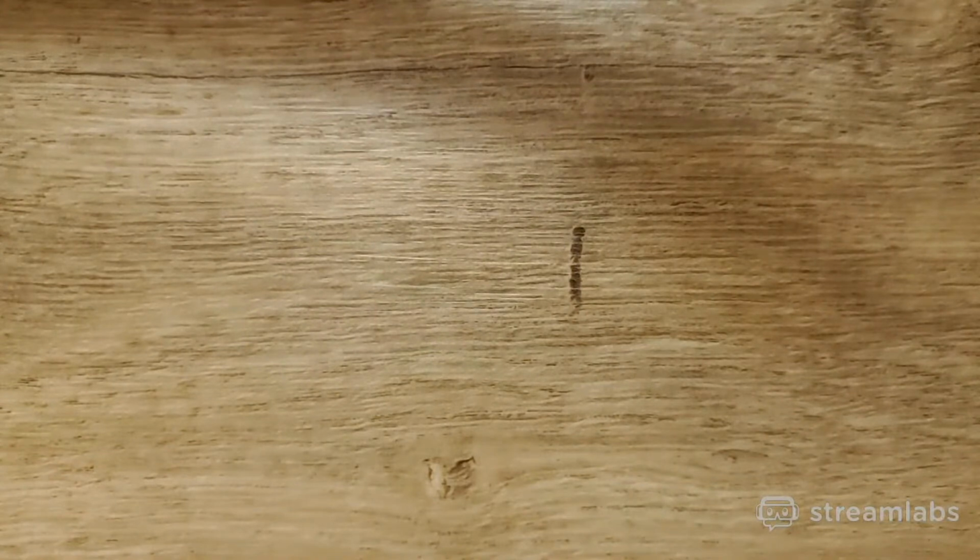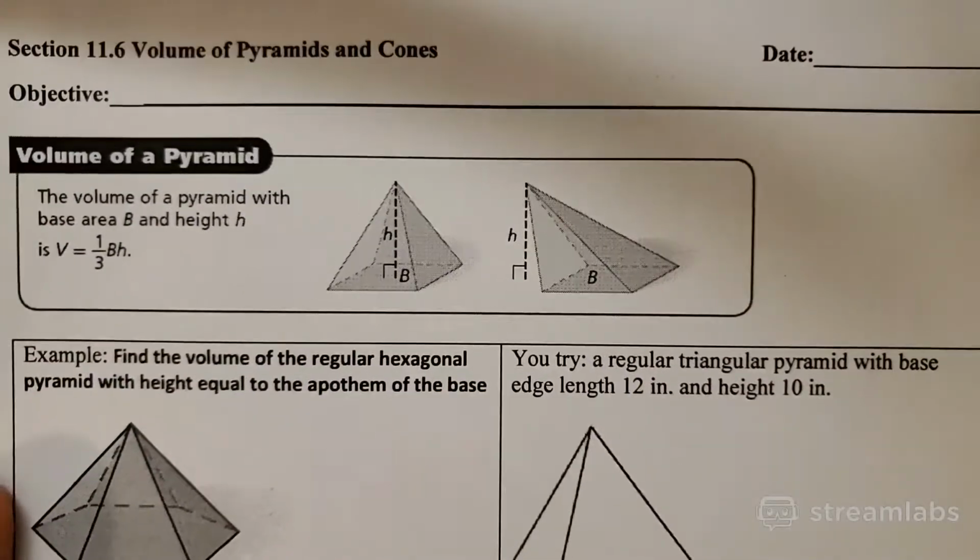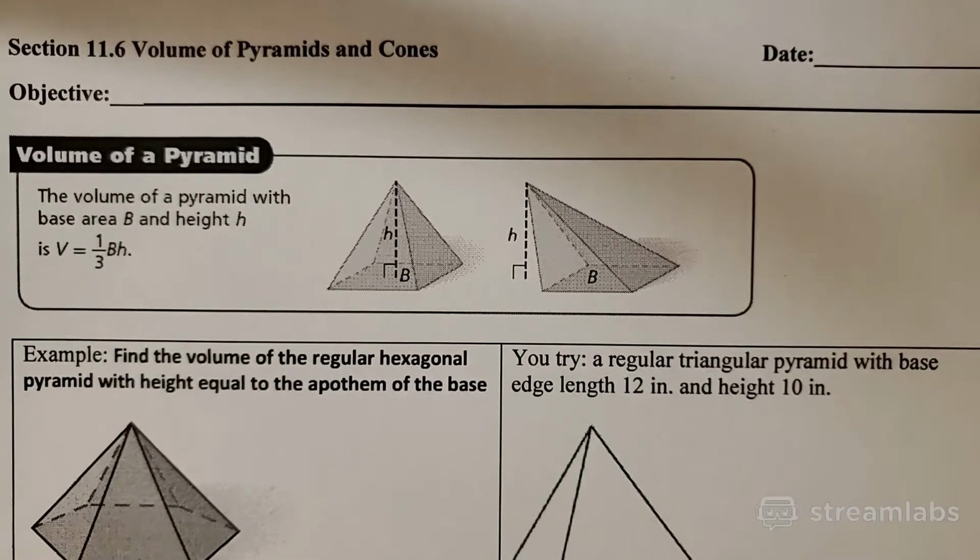If we're okay, then let's look at the next page. The next page is 11.6. This one will be quick. We're talking about pyramids and cones. Pyramids and cones is very similar to prism and cylinder, except there's only one base. The other end will converge to a point, so it'll have a pointy end.